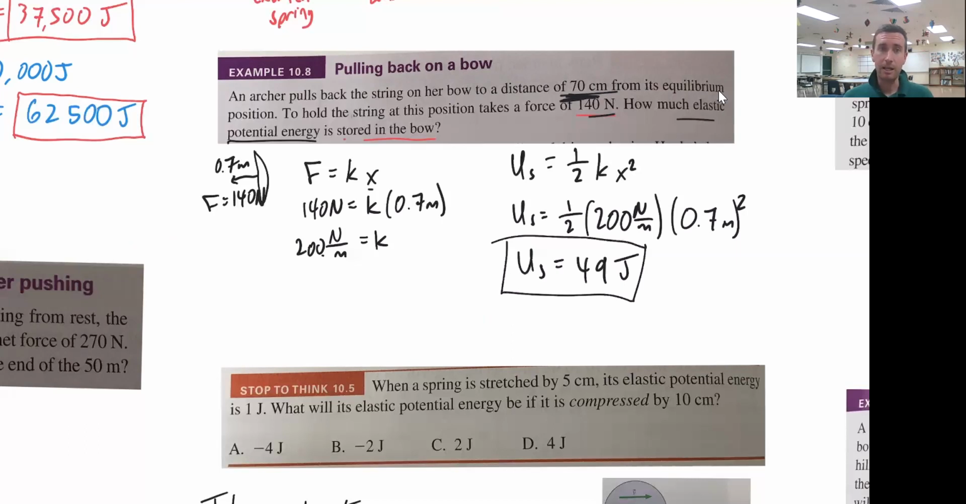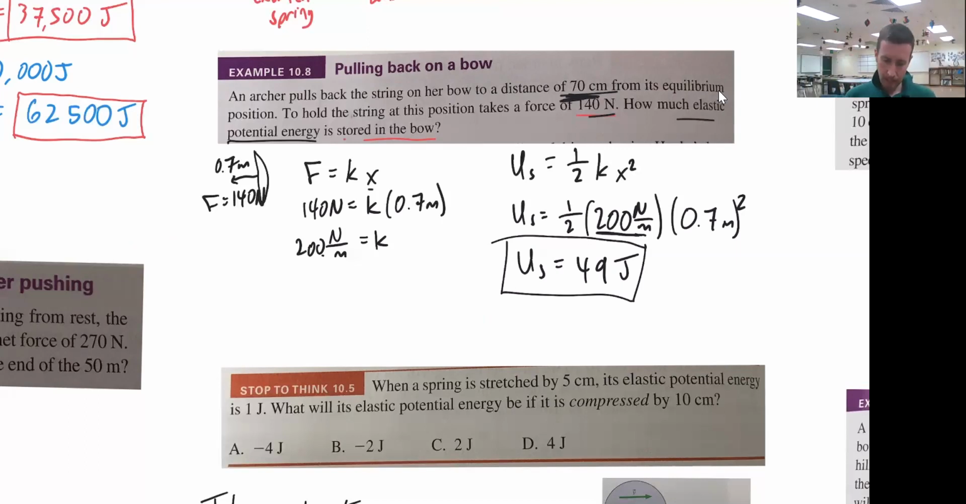And you'll notice in this case, the bow has a much higher spring constant, 200 newtons per meter, than I said my rubber band does. My rubber band only had 49, which was about 50, so the bow would have 4 times more potential energy, which makes sense. A bow is much more significant than this little rubber band.